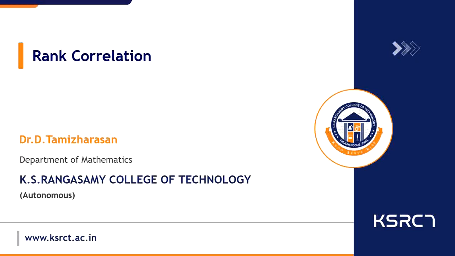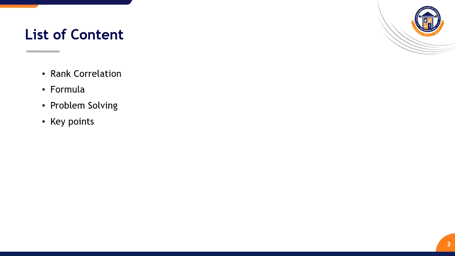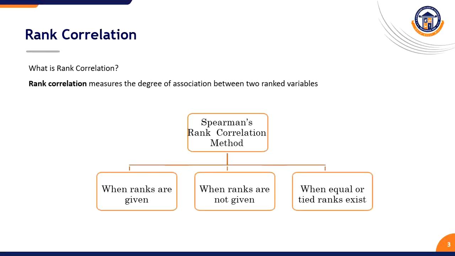Now we have discussed rank correlation. This is one of the topics under the course Statistical Methods. The following list of contents is discussed here: rank correlation, formula, problem solving, key points. Before we go to rank correlation, we introduce correlation.